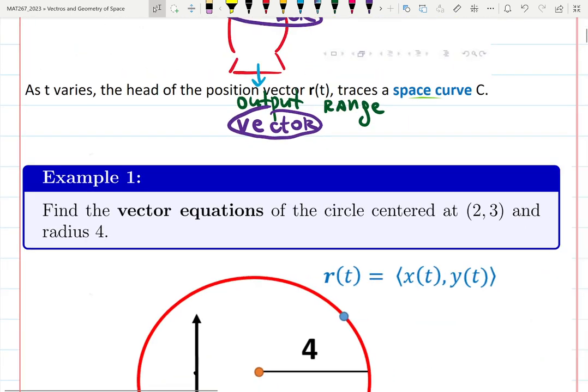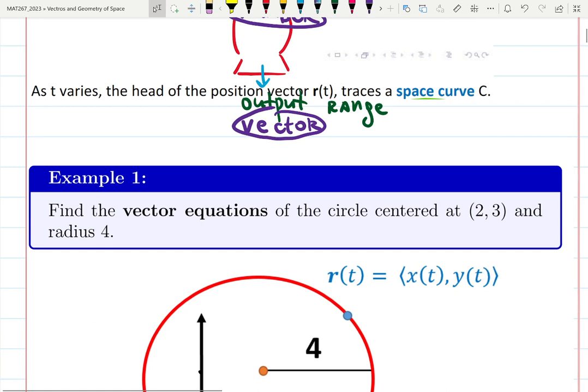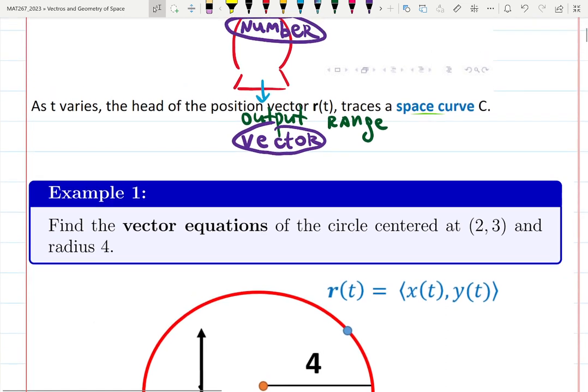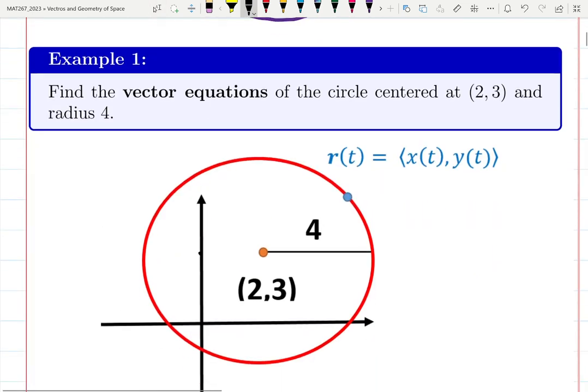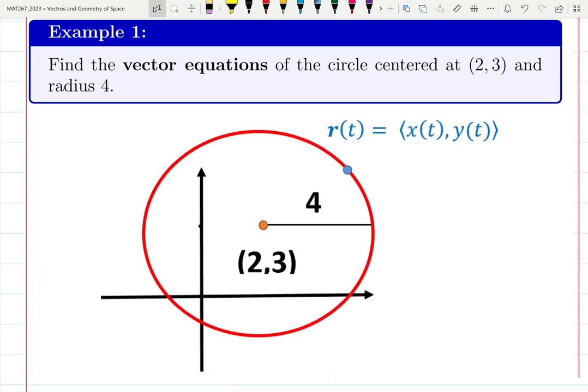So let me show you some cool things. Find the vector equation of the circle centered at (2, 3) and radius 4. Those are classical beginning level things. Again, let's work with equations of circles, but this time everything is a vector equation. So you first draw it. You draw it first. Here's a circle centered at (2, 3), radius 4.